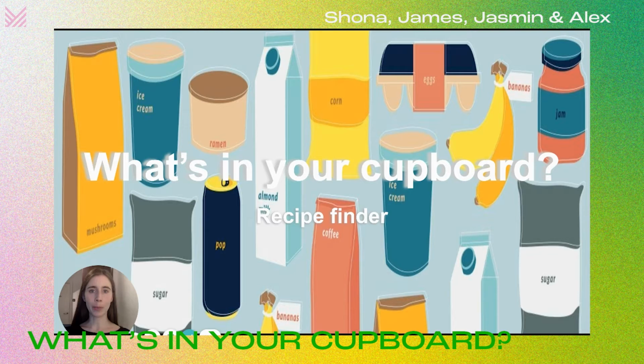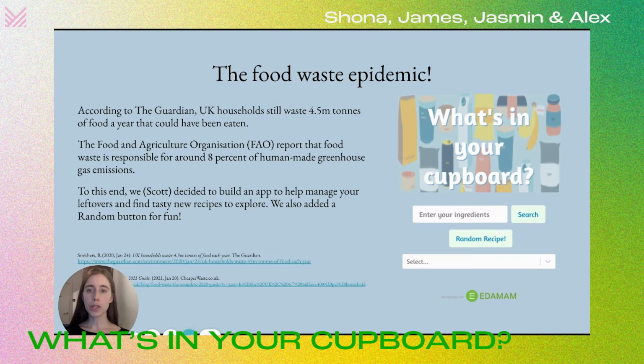Welcome to the What's in Your Cupboard Recipe Finder. According to The Guardian, UK households still waste 4.5 million tonnes of food a year that could have been eaten. The Food and Agriculture Organization reports that food waste is responsible for about 8% of human-made greenhouse gas emissions. To this end, we decided to build an app to help manage your leftovers and find tasty new recipes to explore. We also added a random button for fun.